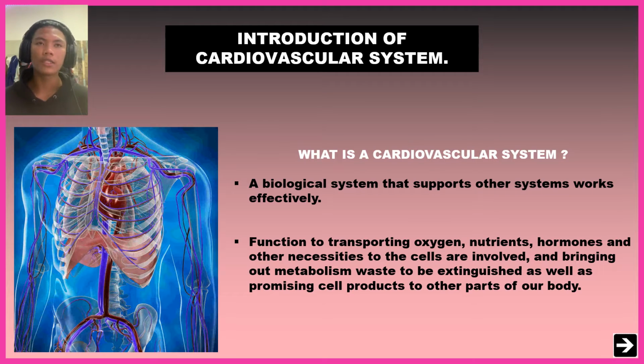Okay. What is a cardiovascular system? Cardiovascular system is a biological system that supports other systems to work effectively. The function of the cardiovascular system is to transport oxygen, nutrients, hormones and other necessities to the cells involved, and to bring out metabolic waste to be eliminated, as well as providing cell products to other parts of our body.